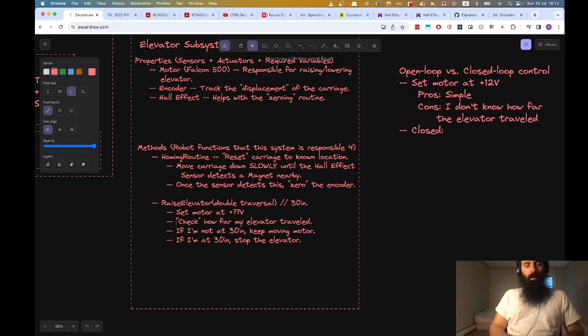So check the encoder. Right now we have more of a language to describe this. So check the encoder distance. Check the carriage distance via the encoder. Okay, so that's actually what we have to do. If I'm not at 30 inches, keep moving the motor. And if I am at 30 inches, stop the elevator. So that's essentially what we want to do here.